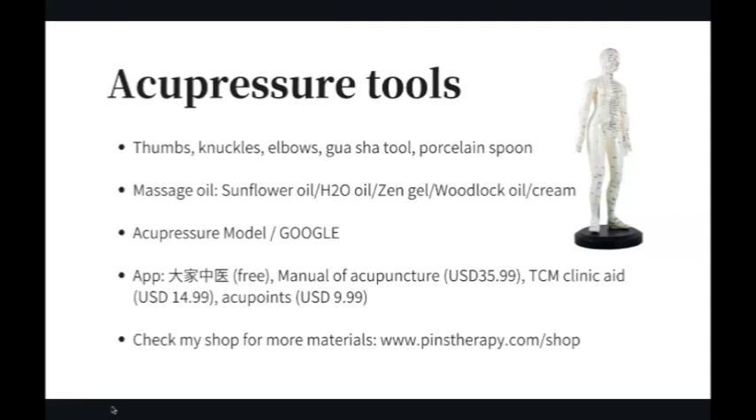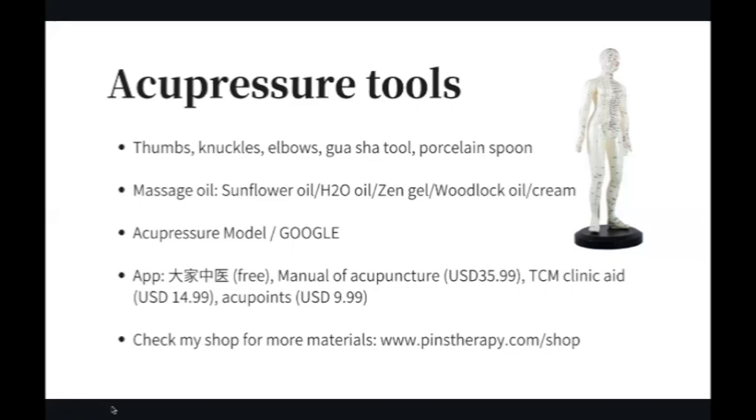And the massage oil we usually use in the clinic can include sunflower oil, H2O oil, sand gel, that's a herbal medicine gel, and woodlock oil and cream. So the cream that you might have at home, like a body cream or anything that helps to glide the gua sha tool or the massage motion so that you don't break your skin, because especially people who have very dry skin or elderly people or even babies, they are very fragile. So you really need to apply the massage oil or the cream to help the process.